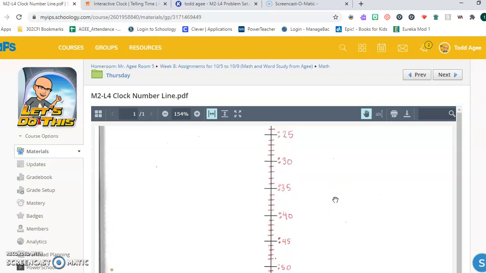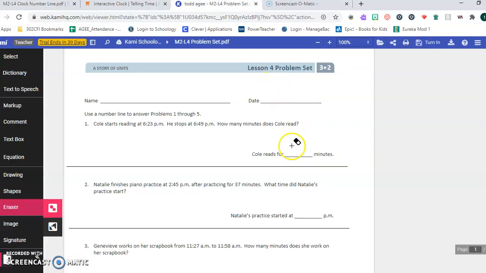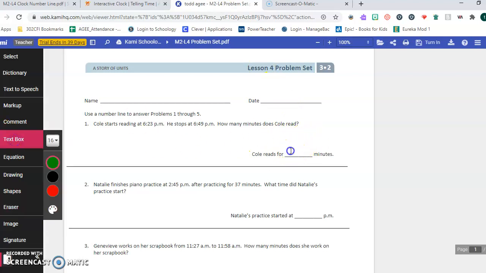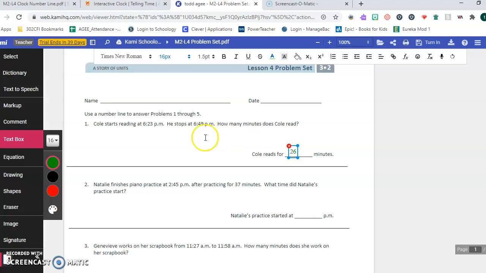Another way to look at that, I'm going to try to get it all on one page here. So I'm stopping at this 49 mark. If I'm at 23, I can skip up to 33, and that's 10 minutes. I can skip up to 43, and that's 20 minutes. And now I can do my count, 21, 22, 23, 24, 25, 26, and I get 26 minutes. Before I forget, I'll put my text box here on 26 and put 26 minutes. Now, another way I could be figuring this out is 49 minus 23 equals 26.